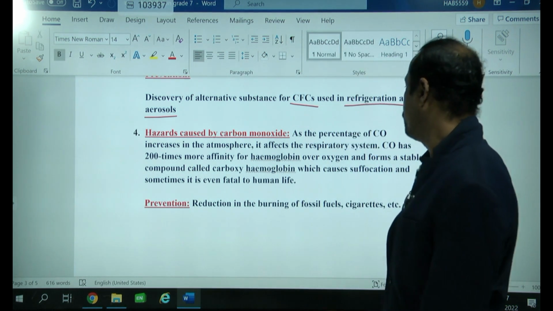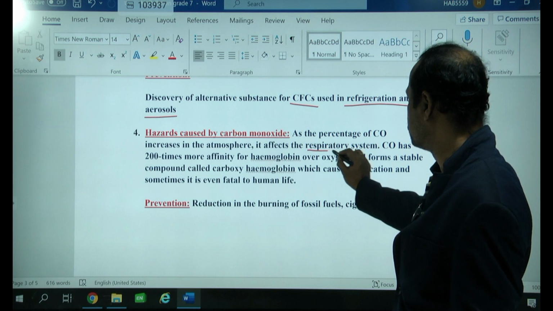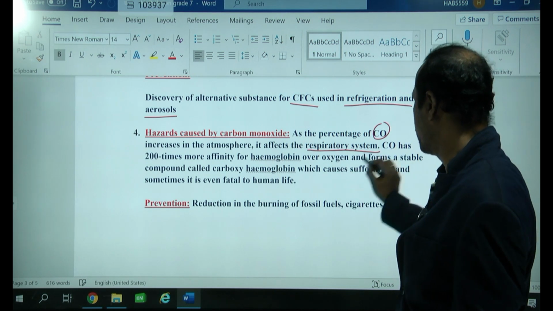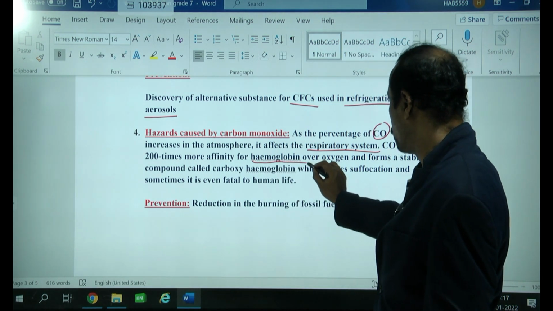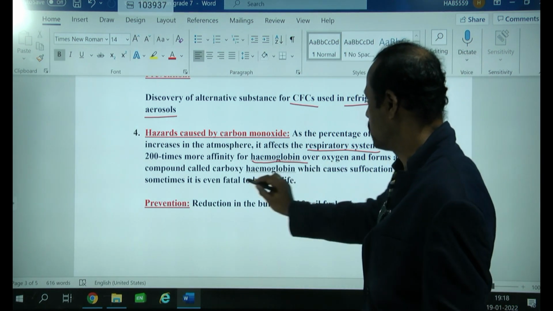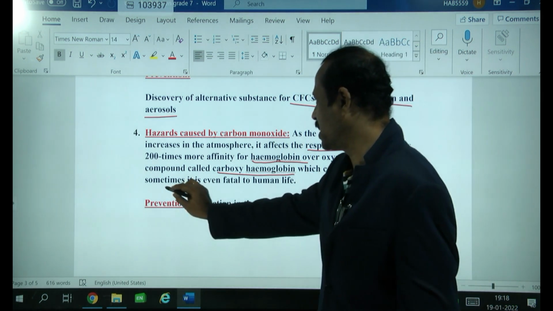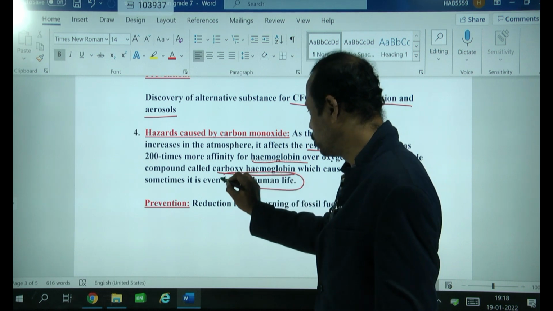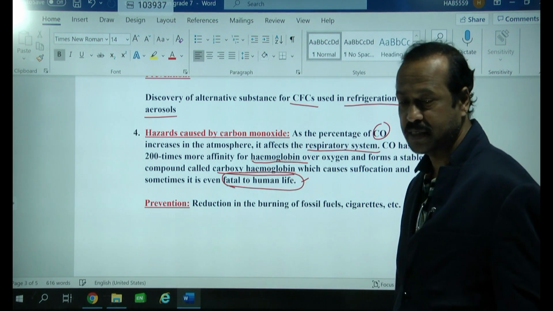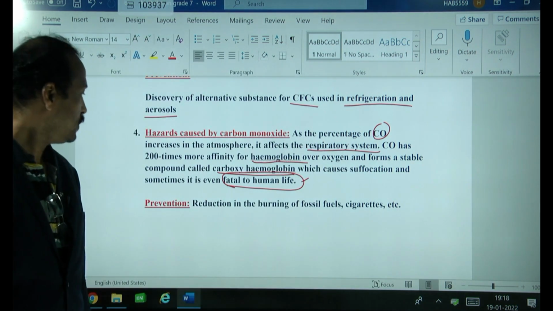Okay. So see now, as the percentage of carbon monoxide increases in the atmosphere, it affects the respiratory system. Carbon monoxide has 200 times more affinity to hemoglobin than oxygen, forming a stable compound called carboxyhemoglobin, which causes suffocation. Sometimes it is even fatal to human life. So it can kill the person also. That is why it is very, very dangerous.